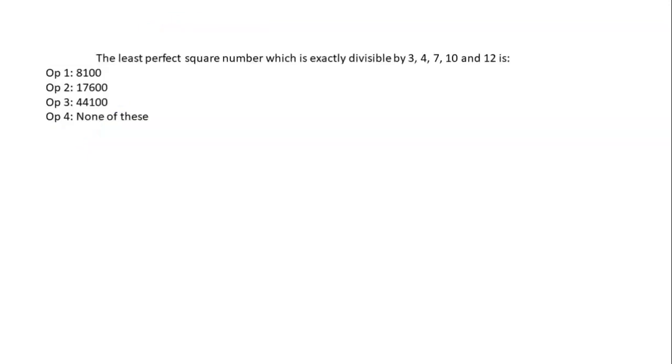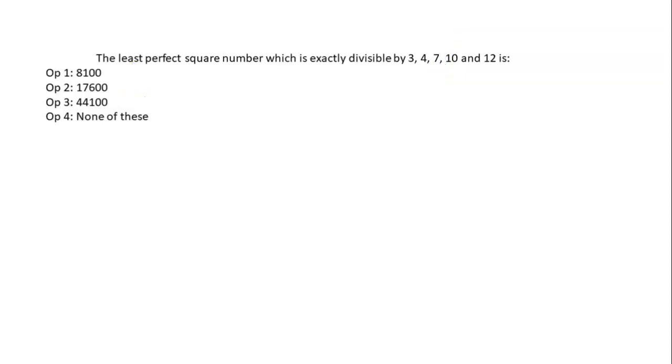The least perfect square which is exactly divisible by 3, 4, 7, 10, and 12. We know it is divisible by 10, so it should end with a 0. And it should be divisible by 3, 4, 7, and 12. I don't think 8,100 is a possibility. I don't think 176 is also a possibility. Okay. So your answer is 441. Yes, this is divisible. So what is the least perfect square which is divisible by 3, 4, 7, 10, and 12. Okay.